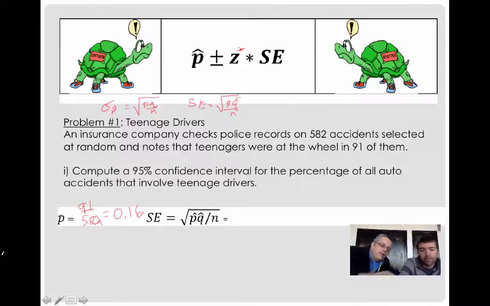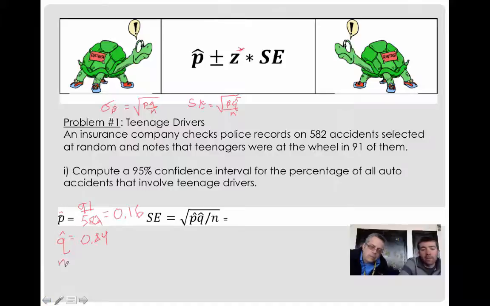Can you put a hat over that p? There is a little hat, it's just smooshed. All right, cool. It's like a hat on a hat, because I want to emphasize that's all we got is the sample proportion. All right, and our goal is to compute an interval which hopefully contains the true proportion. So we're going to need our SE. If we know p hat, q hat would have to be 0.84.